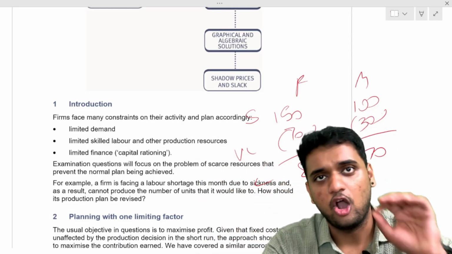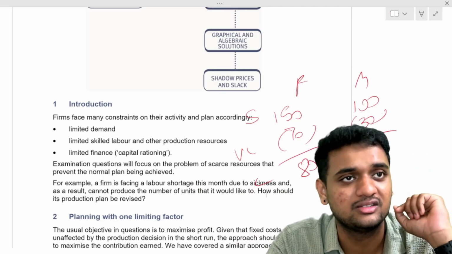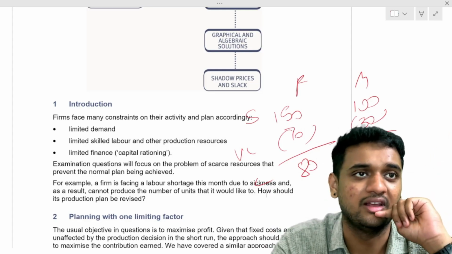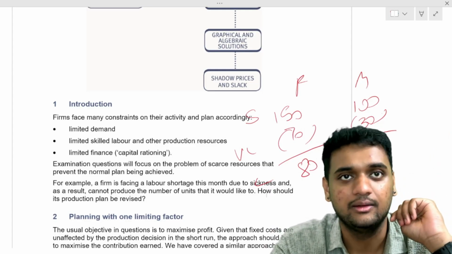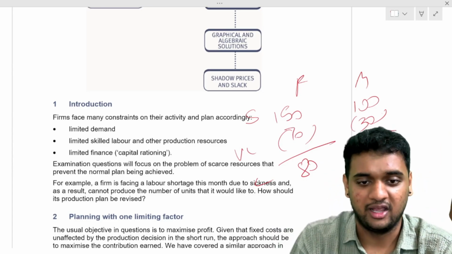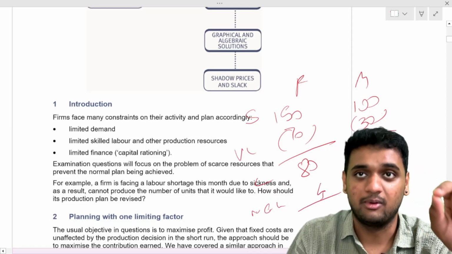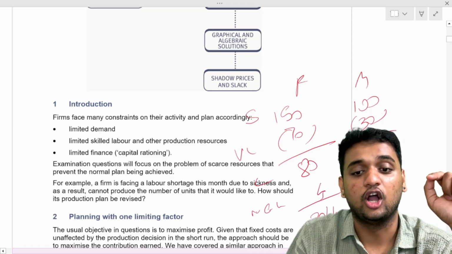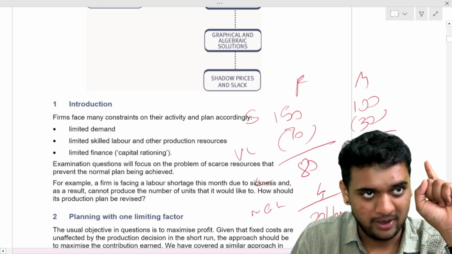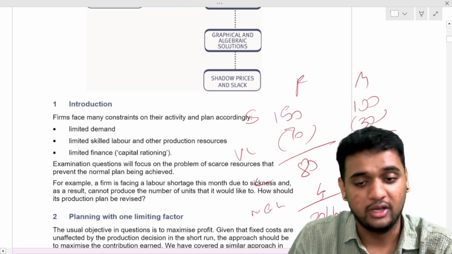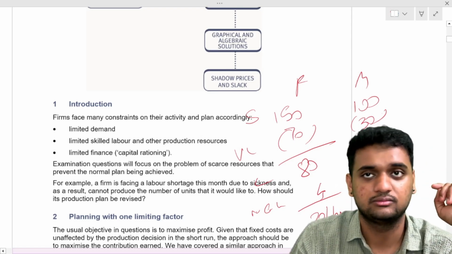What we will do is, how much time is required to produce one plate of fried rice? 4 hours. How much contribution am I getting from fried rice? 80. Number of hours is 4. 80 divided by 4, you will get 20 contribution per hour. So for 1 labor hour on fried rice, you will get 20 rupees contribution.